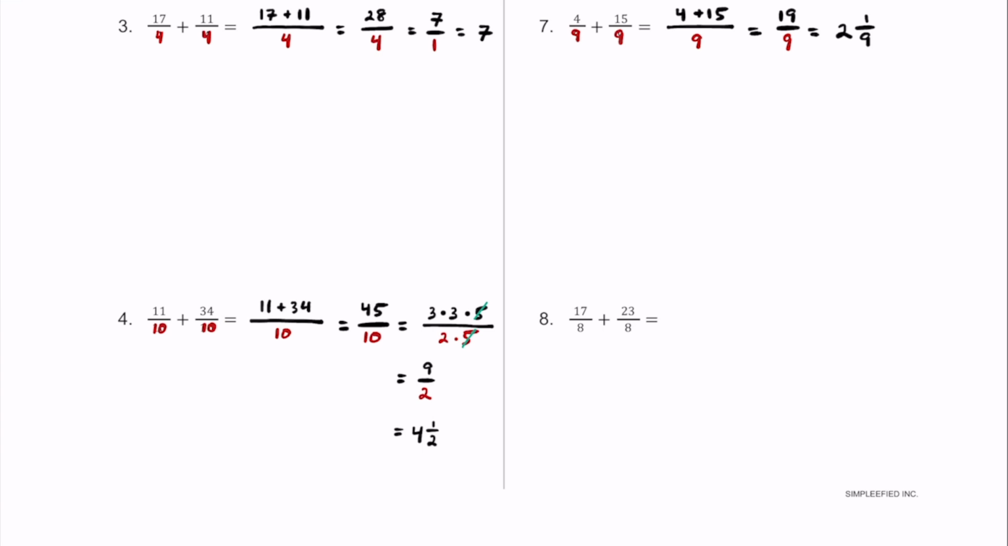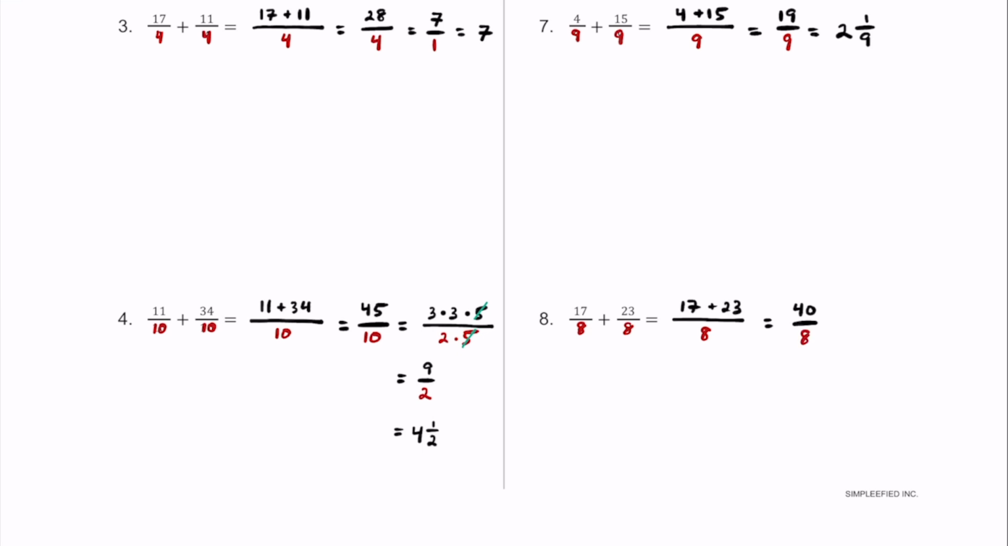For number 8, we have 17/8, and we're going to go ahead and add 23/8 more to that. So let's go ahead and add these. They have common denominators of 8, so let's just keep that 8 on the bottom. Now in the numerator, we're going to have the 17 plus 23. If we go ahead and add 17 plus 23 together, I believe that's going to be 40. So it's going to be 40 over 8.